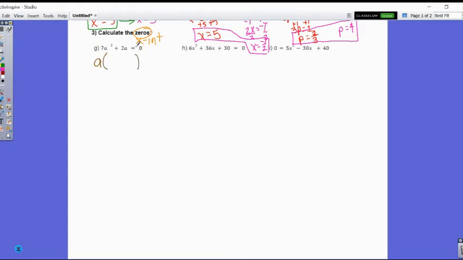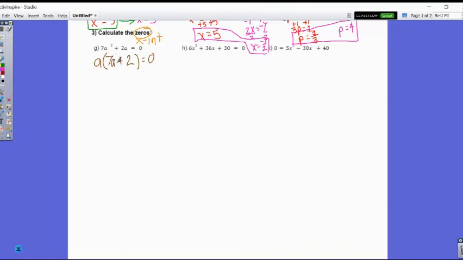Remember, you're reversing the distributive property. So 7a squared divided by a leaves me with 7a, and then positive 2a divided by a leaves us with positive 2. This is equal to 0. So you're looking at what's inside those parentheses that you have. Can I factor this?